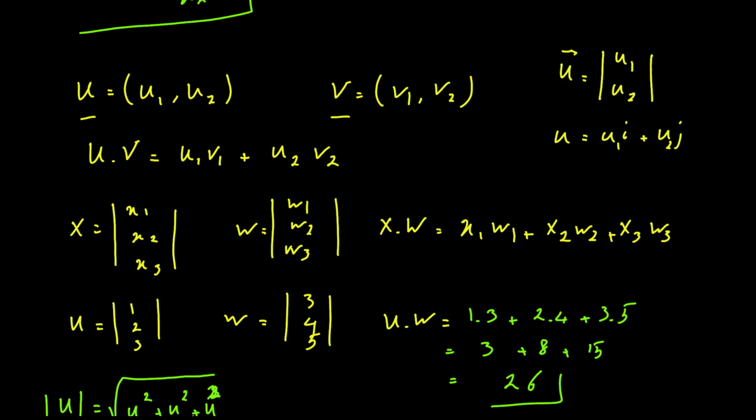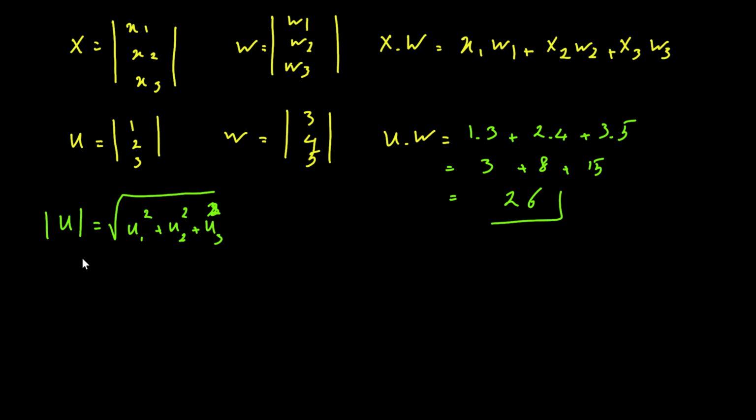So this is the root value of the first component squared plus the second component squared plus the third component squared. And that gives us the length of our vector.